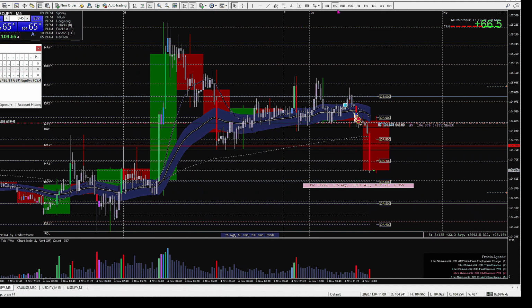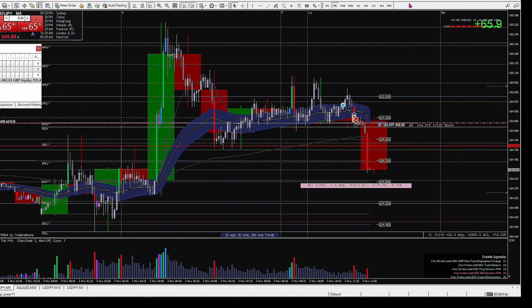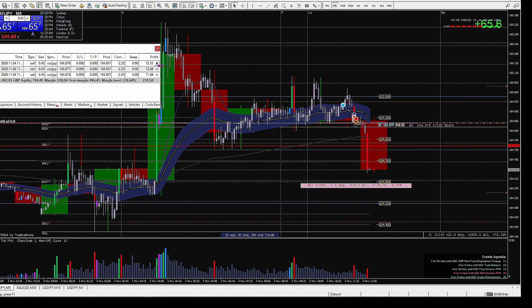So I'm waiting for price to stall. That's what I'm waiting for. Usually when you see a big red candlestick like that at the start of a new candlestick, it usually continues to the downside, but sometimes it actually pulls back up. So this is where I start looking.